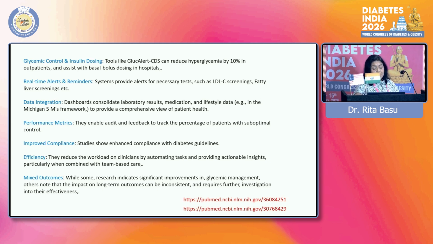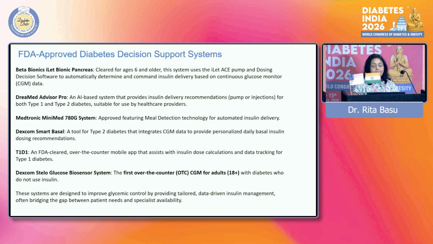The outcomes are mixed. Some research shows significant improvements in glycemia. Others note that the impact on long-term outcomes can be inconsistent. So, we've still got ways to go. We are not absolutely sure what's going to happen. There are some FDA-approved decision support systems. This is US FDA approved.